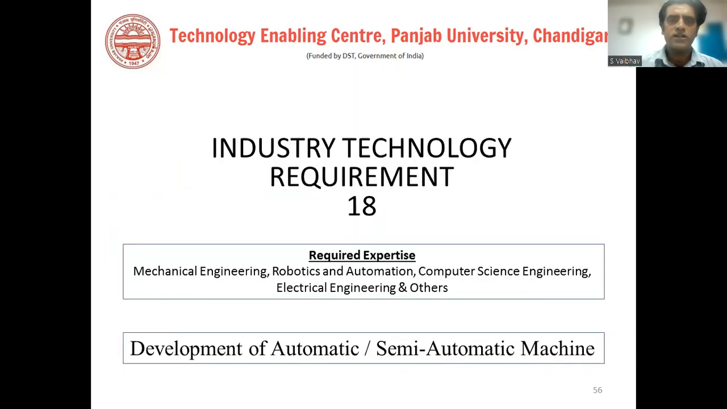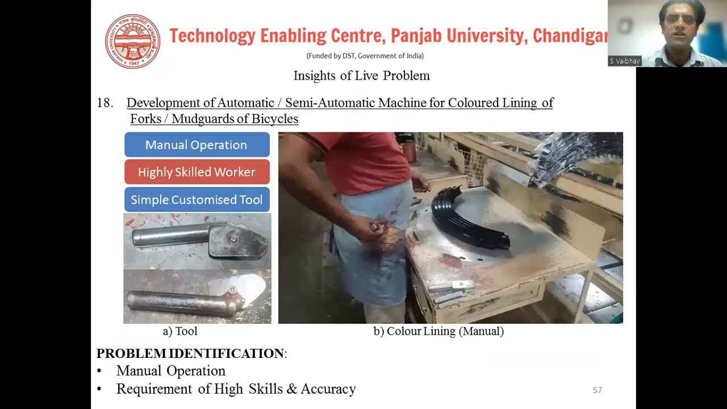The next technological requirement is for the development of an automatic and semi-automatic machine for the development of forks and mudguards of bicycle. Basically, they require an automatic or semi-automatic machine for the color lining of these bicycle parts. Initially, manual operation was involved. They require a high-skilled worker with a simple customized tool.